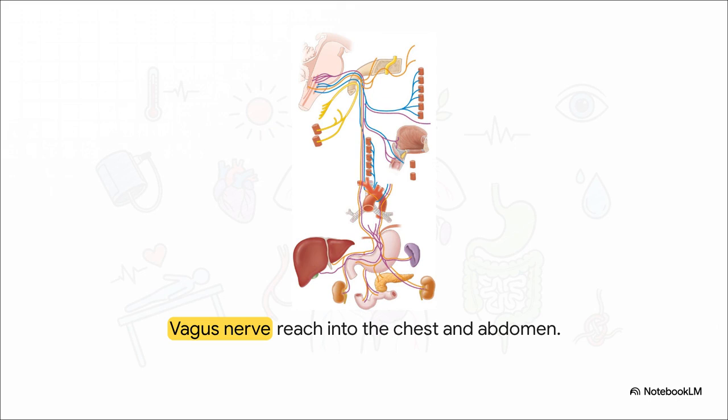Just look at its massive reach here. Its parasympathetic fibers originate up in the dorsal motor nucleus of the vagus and travel all the way down into the chest to decrease your heart rate at the sinoatrial node and promote peristalsis all the way through your GI tract. It's literally the superhighway of the autonomic nervous system.